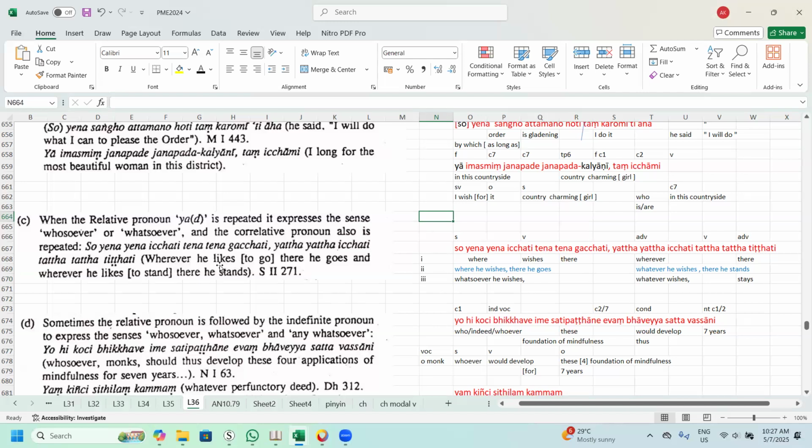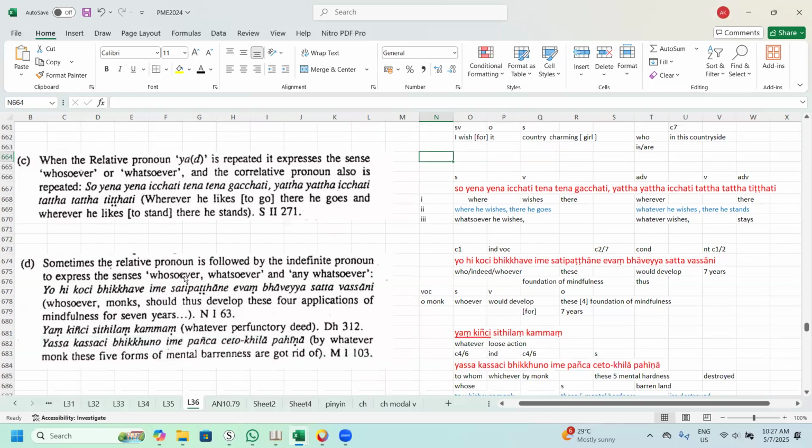See here it is: wherever he likes to go, there he goes, and wherever he likes to stand, there he stands. This is the way to translate. So the word "stand," how are you going to put it? I don't think he wants to stand. I think he is referring to "stay," right? Because you go somewhere and you stay there. This is what I translate.